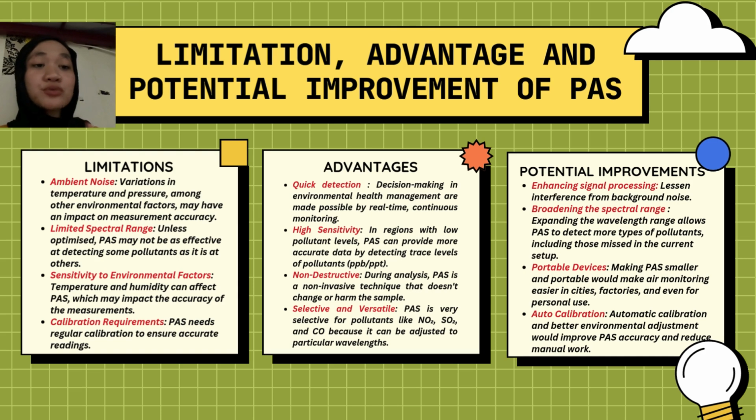Other than that is spectral range. We can expand its ability to detect more types of pollutants, which will make our PAS more versatile. Other than that is miniaturization, which is to make it smaller and portable. We make our PAS device much smaller and more portable, which will allow for easier use in different environments. Next is auto calibration. By implementing automatic calibration, we would reduce the need for manual adjustment, making PAS easier to use.